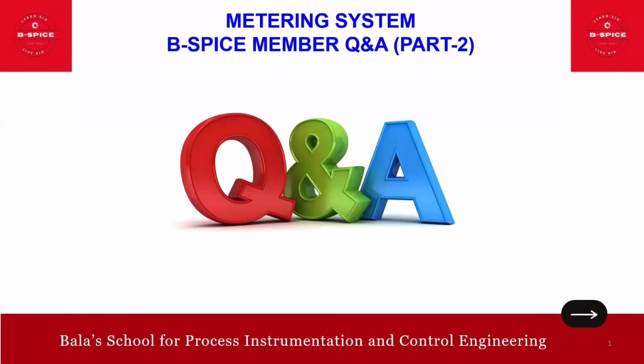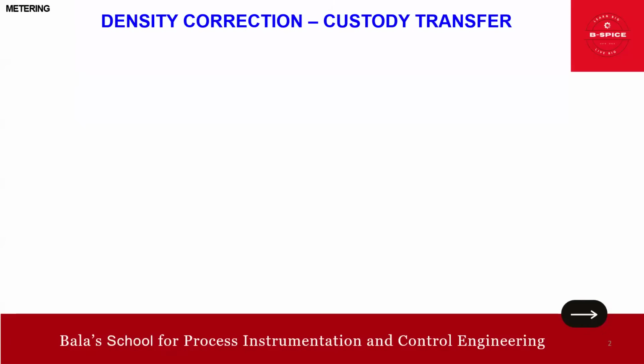So in part 1, we covered two questions actually. If you are a first time viewer, you can watch and benefit. So this is part 2. In part 2, we'll focus on density correction for custody transfer. There are three questions as far as this density correction is concerned. This was sent by one of our members, so that's why we are supporting him. Now the third question, 3A.